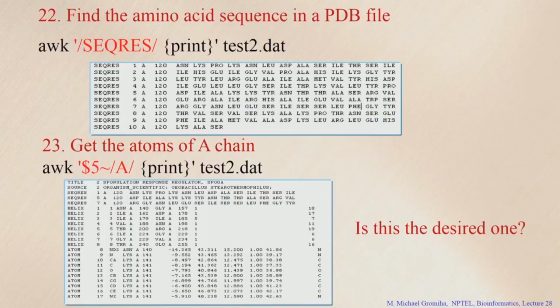Okay. So, now if you are interested to see a sequence, where is the sequence information present in the PDB file? How to get the sequence information in a PDB file?